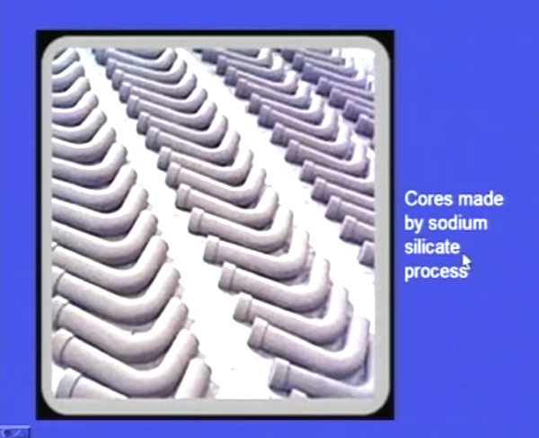So, these are the cores made by the sodium silicate process. We can see these are the cores, and these cores have got good surface finish. Not only that, their strength is good. And the other process is the self hardened sodium silicate moulding process.